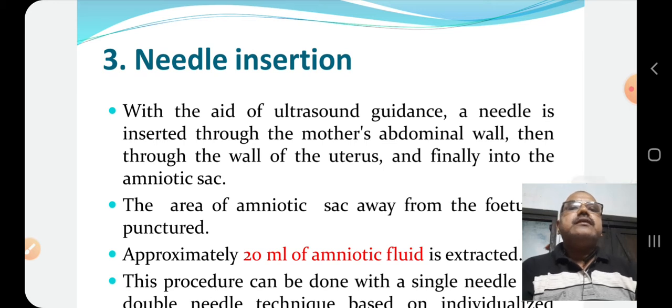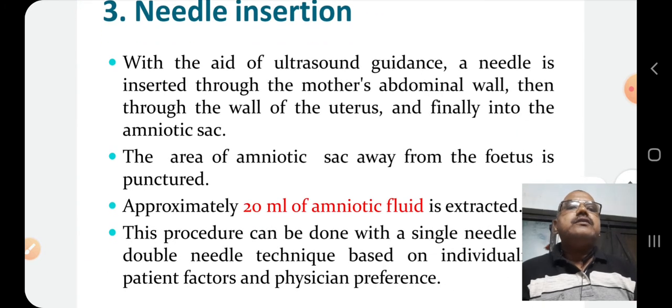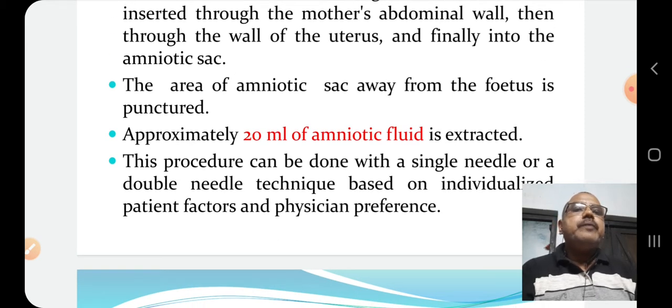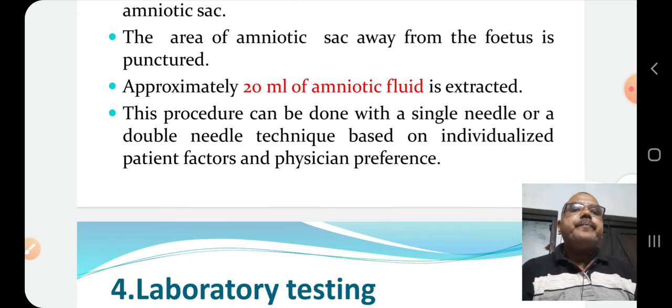Then the third step is needle insertion. With the aid of ultrasound guidance, a needle is inserted through the mother's abdominal wall, then through the wall of the uterus, and finally into the amniotic sac. The area of the amniotic sac away from the fetus is punctured, and approximately 20 milliliters of amniotic fluid is extracted. This procedure can be done with a single needle or a double needle technique. The choice of needle is based on individualized patient factors and the preference of the physician.